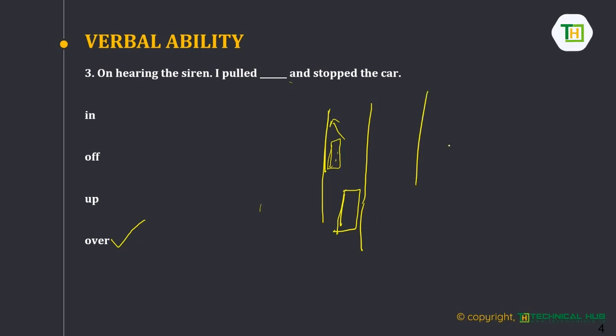Suppose the broad way is there, and you are traveling here, and suddenly you heard a police siren. So you are taking your car into one side and parking here, or you stop your car here, that is called pulled over. And pull in also has the same meaning, and pulled up also has the same meaning. So here three multiple options are there for you. This is also a right option, and this is also a right option, and this is also a right option.